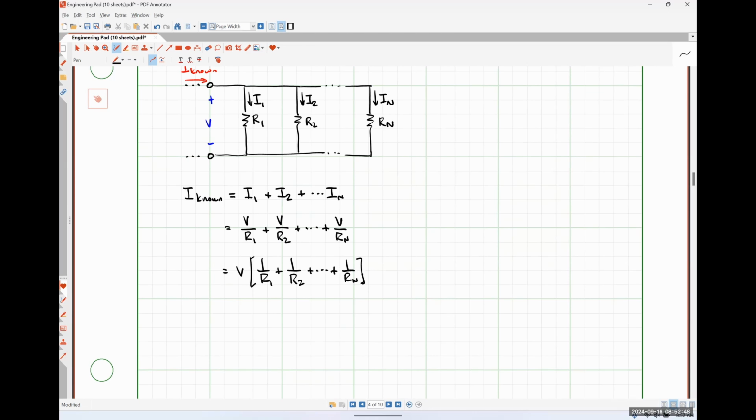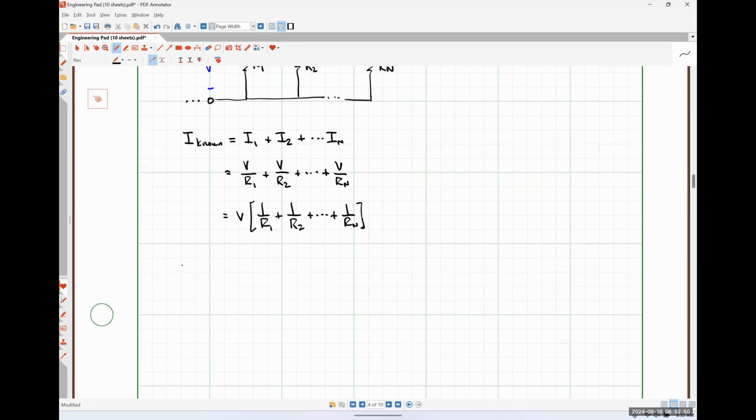And then rearranging things slightly, we could say that V will be equal to our current I known divided by 1 over R1 plus 1 over R2 all the way out to 1 over R sub n. Okay.